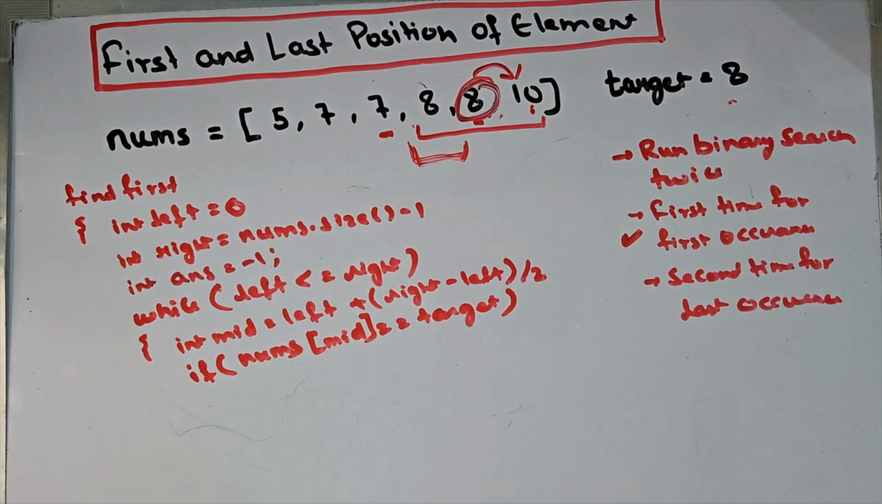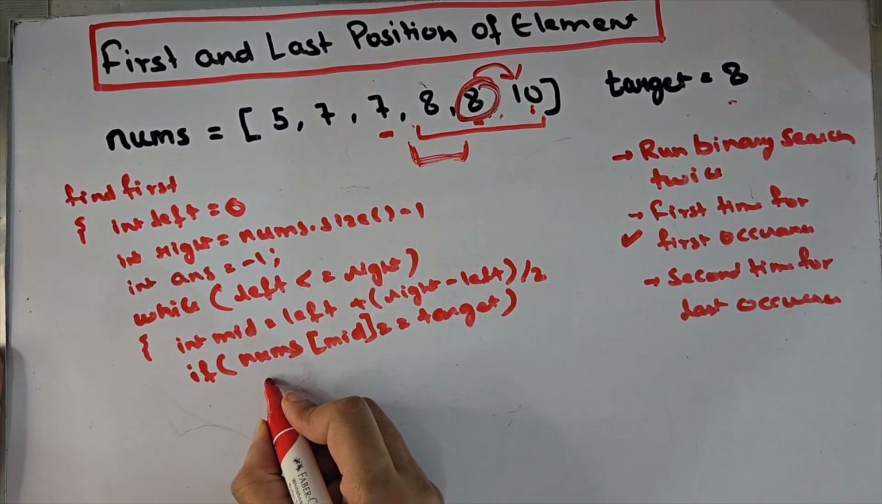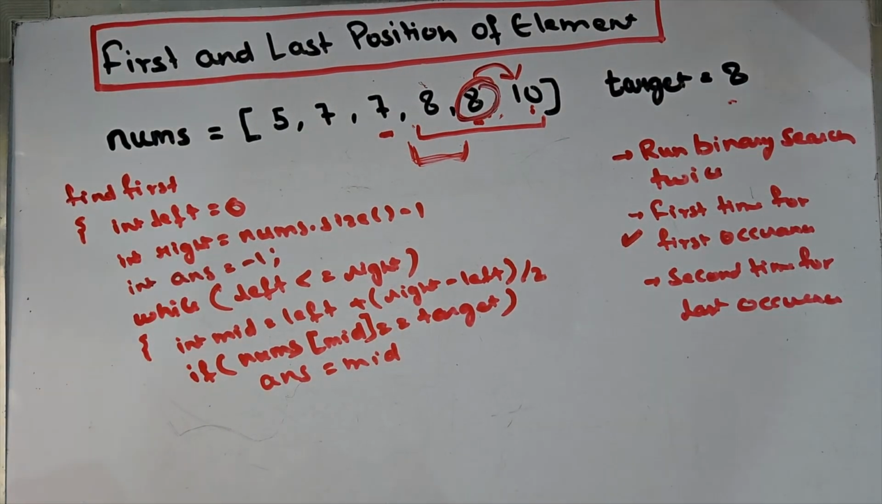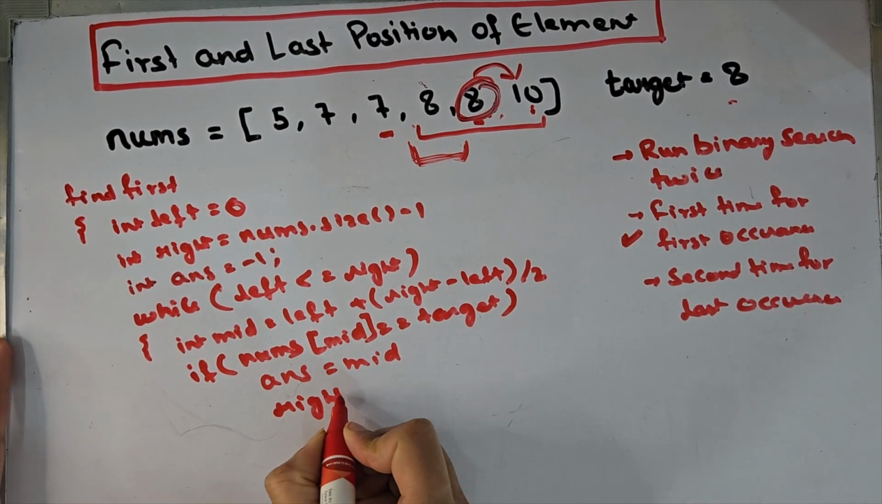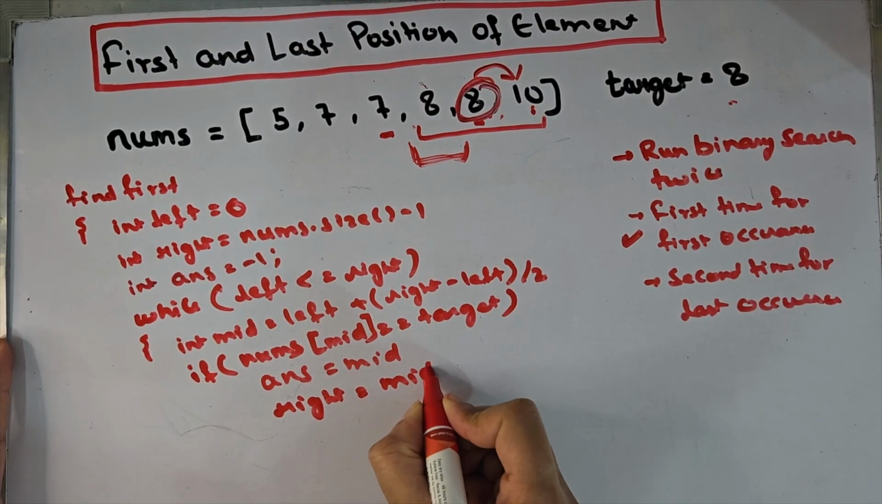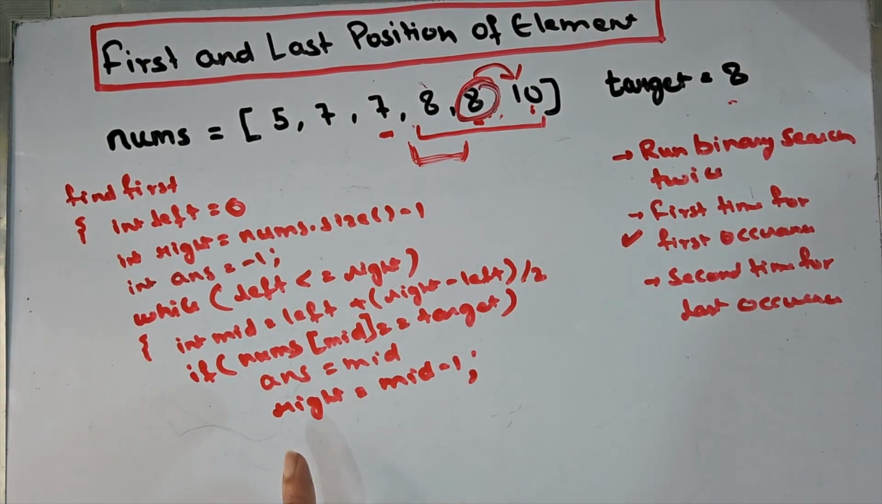If the element is equal to target, we need to store this answer, but we still need to search the left part of the array. So what we will do is right is equal to mid minus 1. This way we still will do binary search.